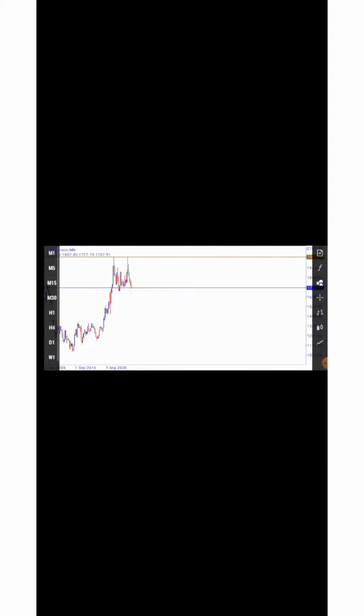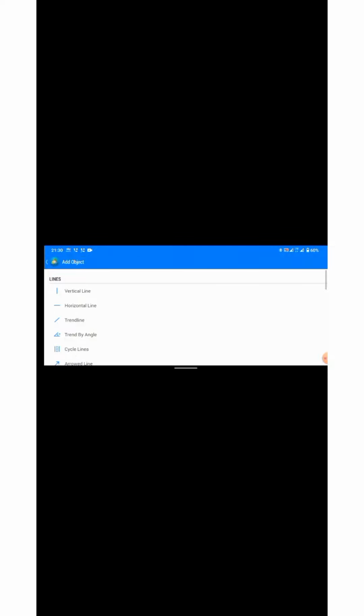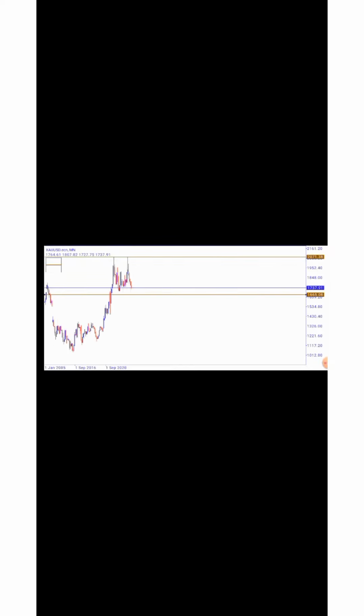I'm just going to put my horizontal line, and I'll add another one here being my important level on gold. So now let us check our weekly time frame. That's all we have on our monthly time frame for now.